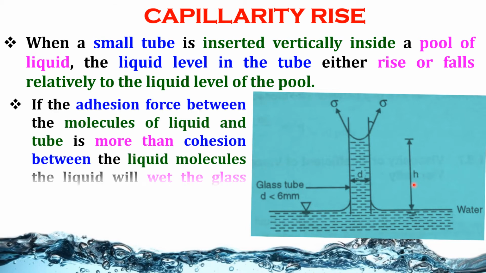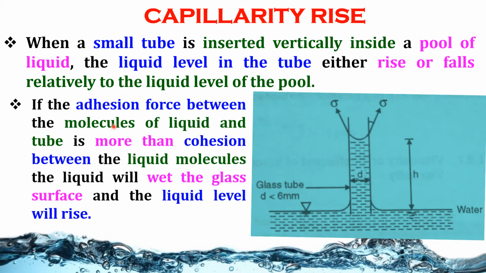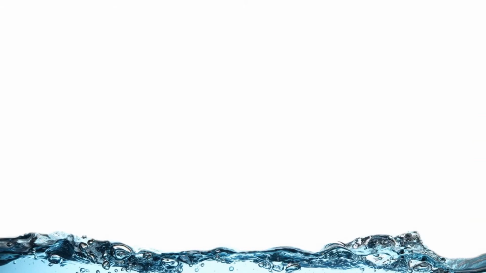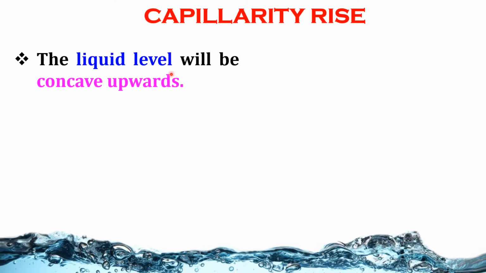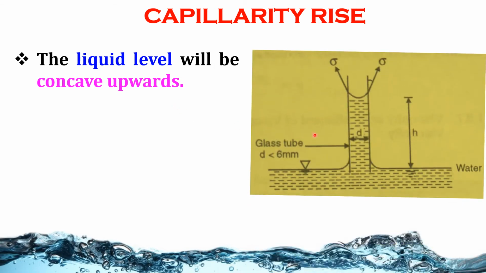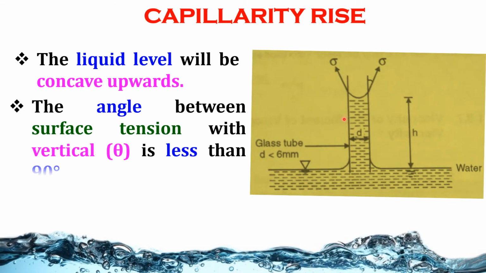This is because the adhesion force between the molecules of the liquid and the tube is more than the cohesion between the liquid molecules. Then the liquid will rise in your glass tube. The liquid level will be concave upwards. Over here we have a concave shape, and the angle between the surface tension and the vertical is theta, which is less than 90 degrees. Always if we have a capillarity rise, then the angle will be less than 90 degrees.